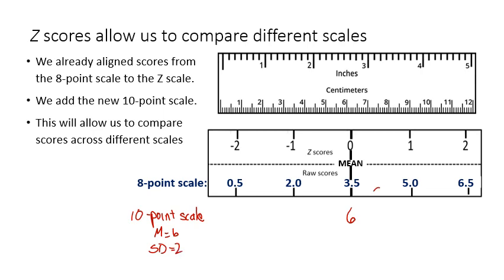So here are our 2 units. 6 plus 2 is 8. Here are our 2 units. 8 plus 2 is 10. Our 2 units, 6 minus 2 is 4. And again, 4 minus 2 is 2.